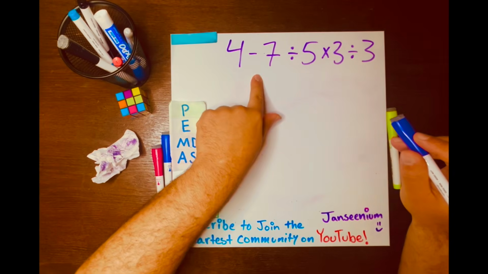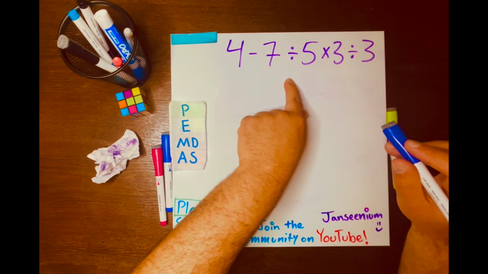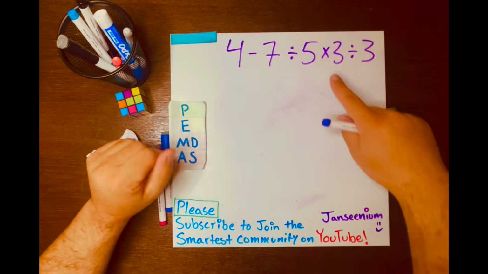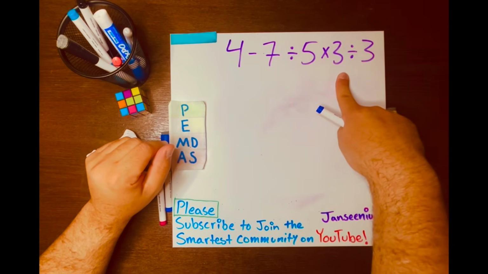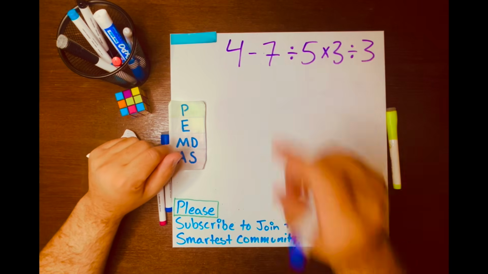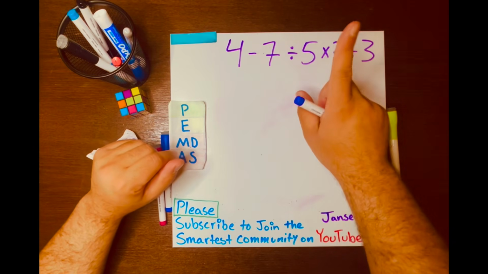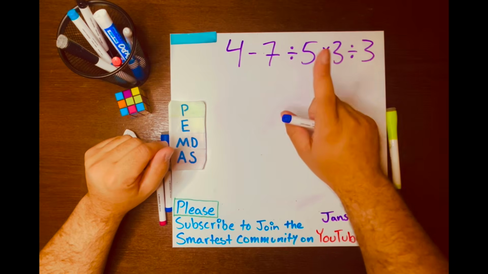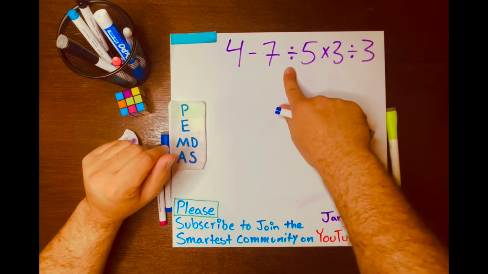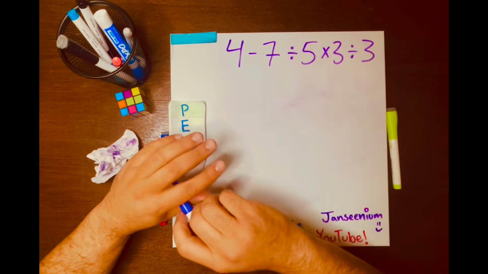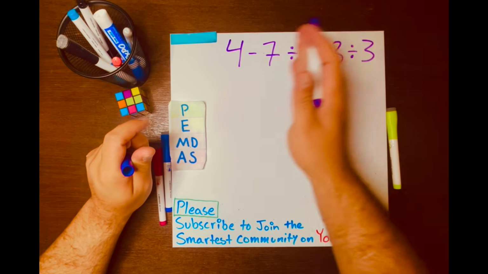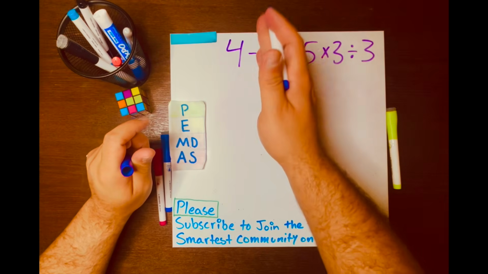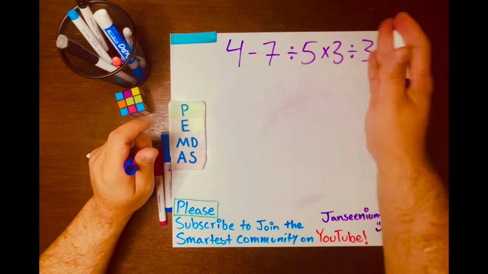Hi everyone, do I start with subtraction or do I start with division? Or do I start with multiplication? Or maybe I start with 3 divided by 3. If you pick subtraction, you are wrong. If you pick division, you are correct because division has higher priority than subtraction. And yes, you look at the operations starting left and work towards the right.